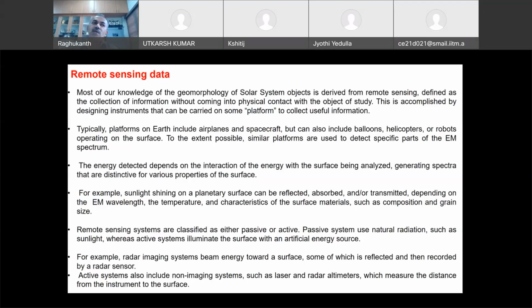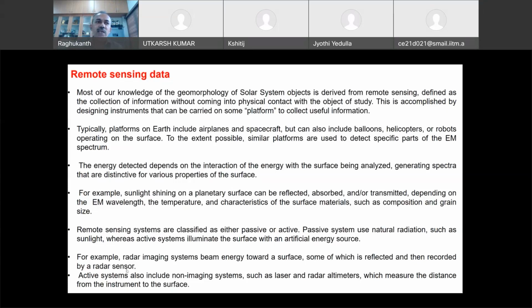and other details also. Now, generally, remote sensing is classified into passive or active. Passive means it uses natural radiation like the Sun. Active systems illuminate the surface with an artificial energy source. This is very important. If you want to do this on Venus or Mars, where you have a huge atmosphere, the rays may not penetrate, the sunlight and other things also. So they use an artificial energy source, a radar or something like that, and based on that they will try to find out the images of the planets itself.